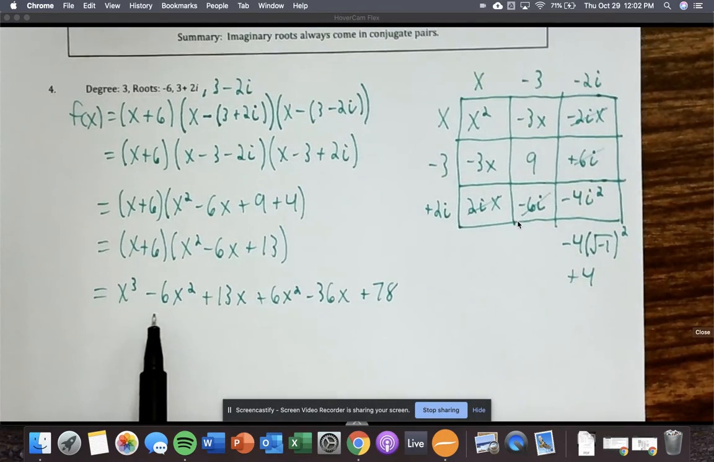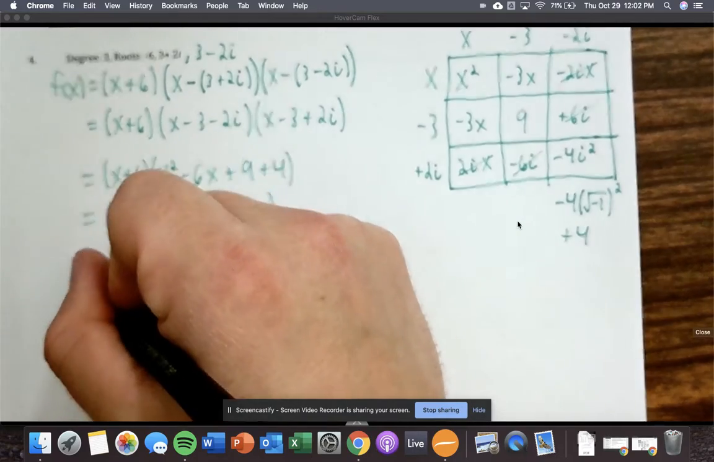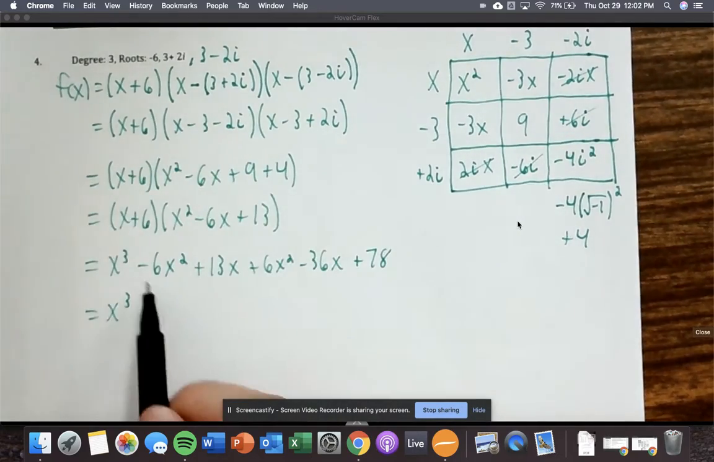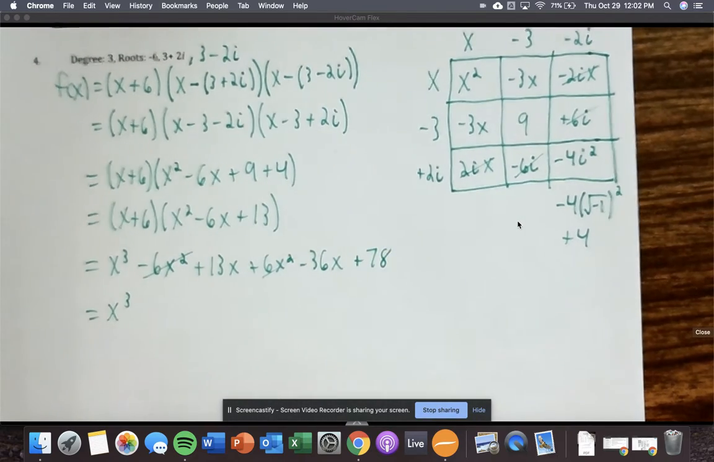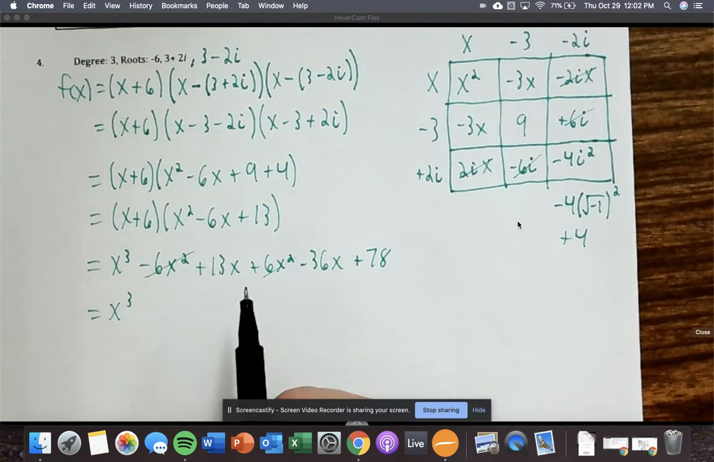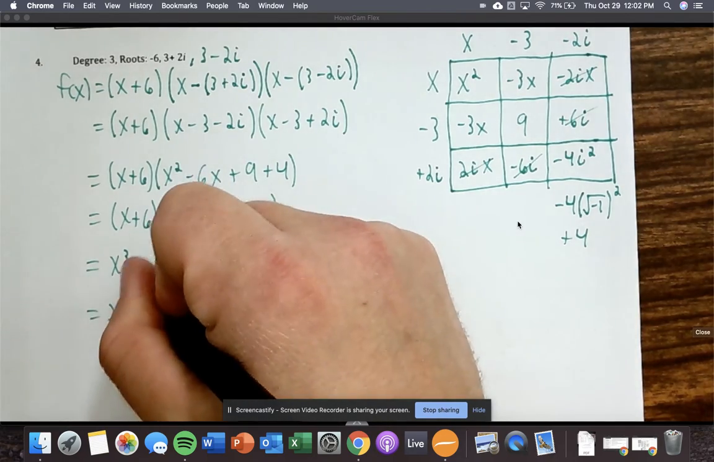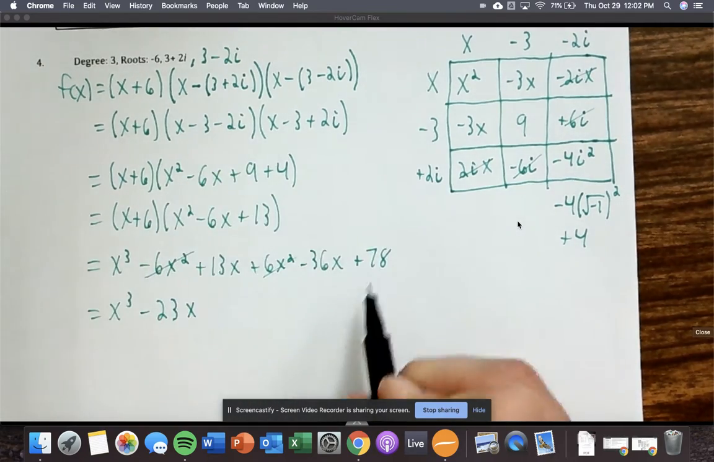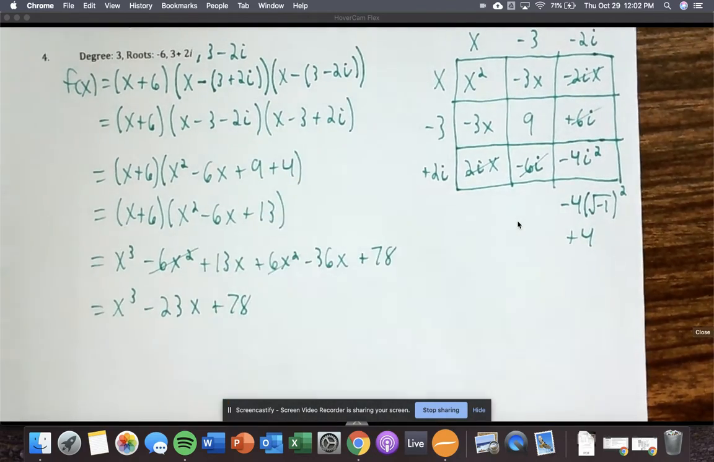Now that we have this all written out, all we have to do is combine like terms. So x cubed is on its own. This negative 6x squared is going to cancel out with this positive 6x squared. Then we have plus 13x minus 36x, which is going to give us minus 23x. And then plus 78. And we have our final function.